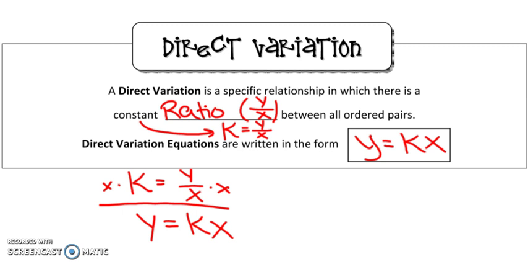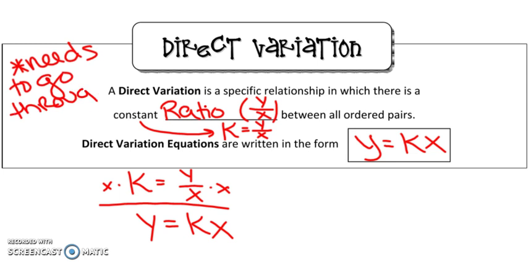Our intercept is 0. The one thing that you need to keep in mind with direct variation, it needs to go through the origin. Every direct variation goes through the origin. And we know this because there is no y-intercept on our equation, so it's 0. Well, the point 0, 0 is an ordered pair, so it needs to go through that origin.